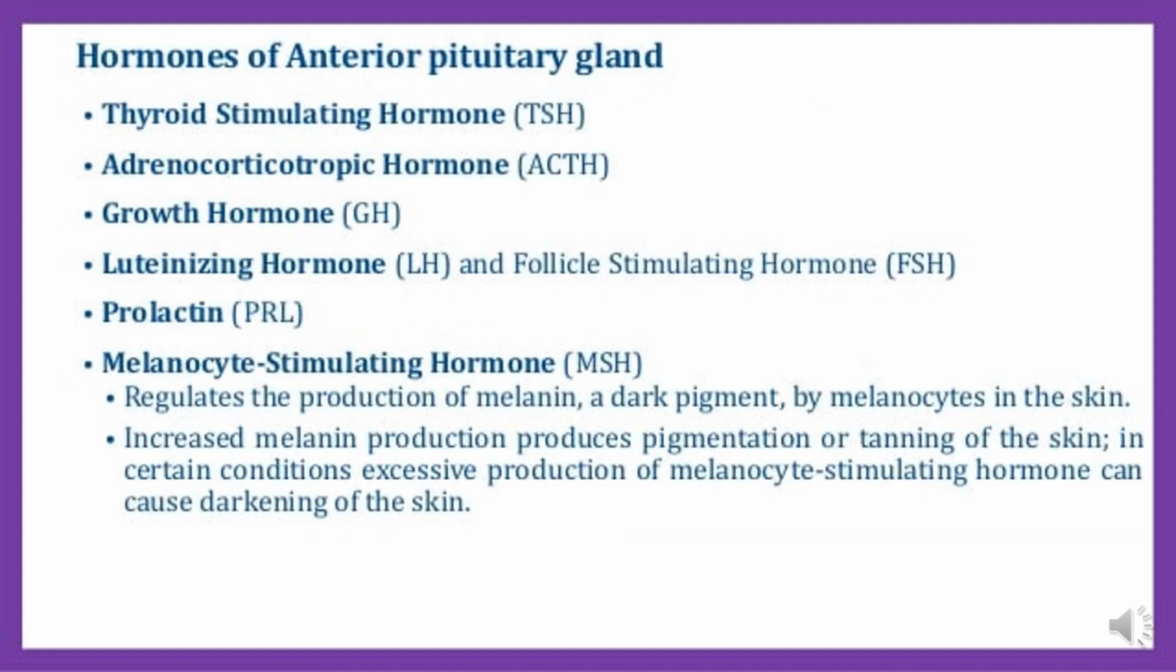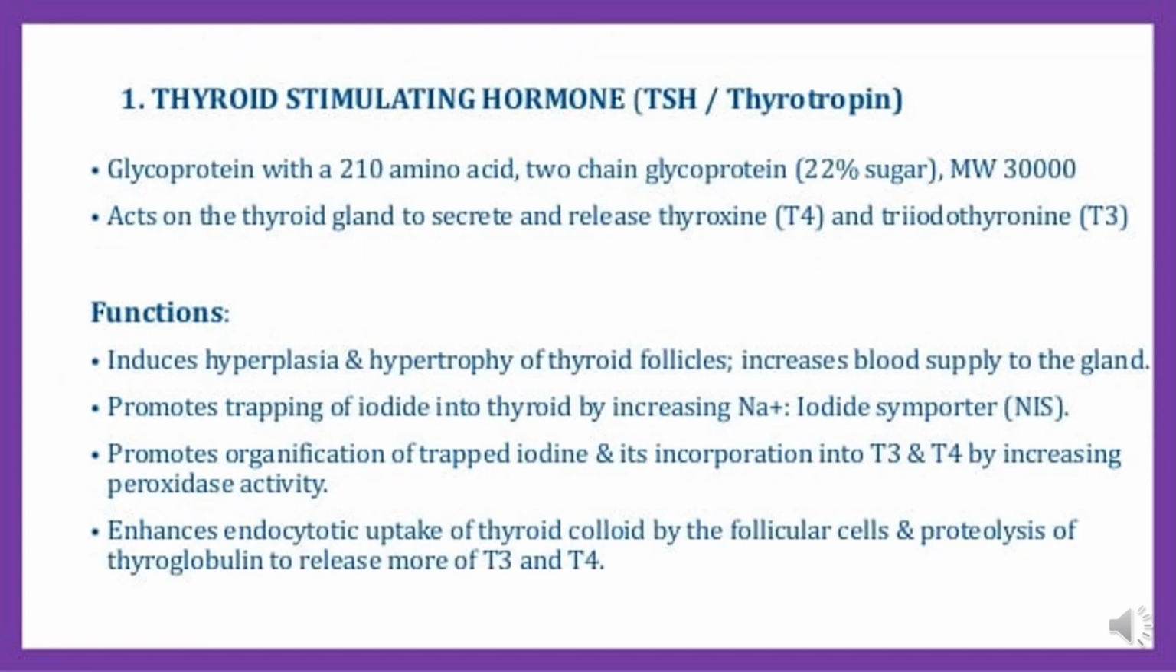Hormones of the anterior pituitary gland are thyroid stimulating hormone, adrenocorticotropic hormone, growth hormone, luteinizing hormone, follicle stimulating hormone, prolactin, melanocyte stimulating hormone. Thyroid stimulating hormone. It is a glycoprotein. Its important functions are to induce hyperplasia and hypertrophy in thyroid follicles. It increases the blood supply to the gland.